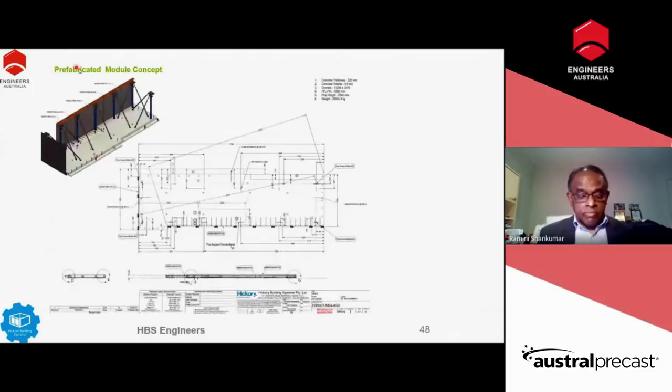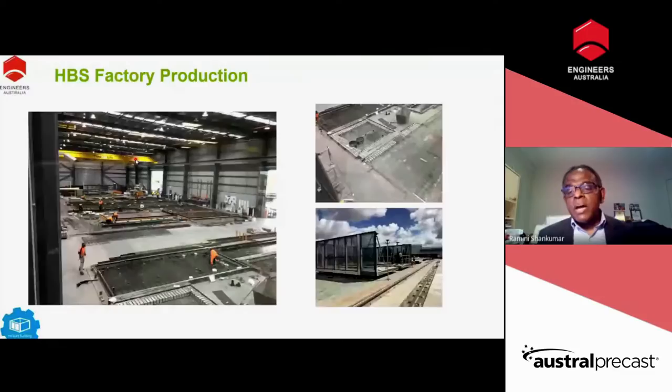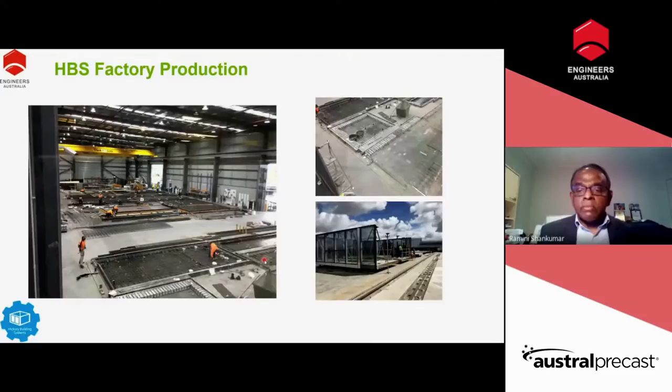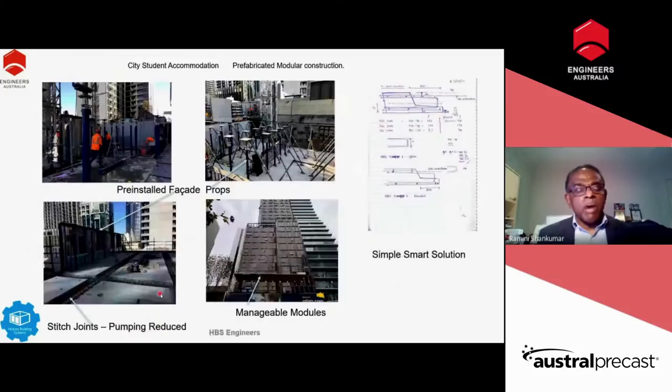And then site construction: you can see the facade is connected first, the slab is poured, and then the precast is connected. You can see the very smart, clean joints on site, and you can see the pre-installed facade, and we bring the props also. You can see the building just goes up with the facade. You don't see any protective screen or anything like that.